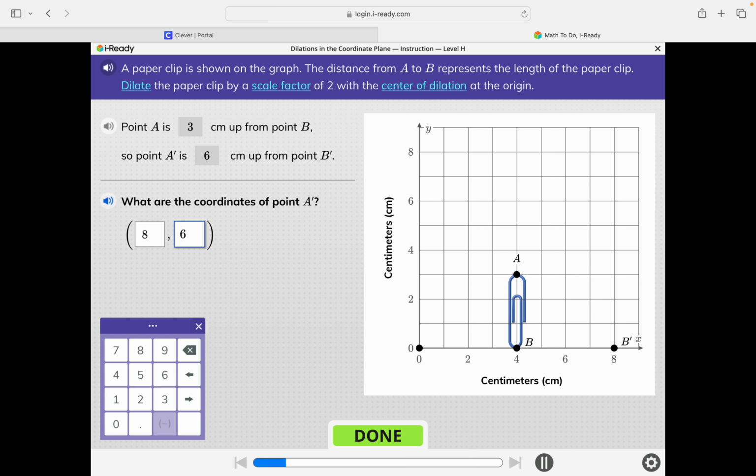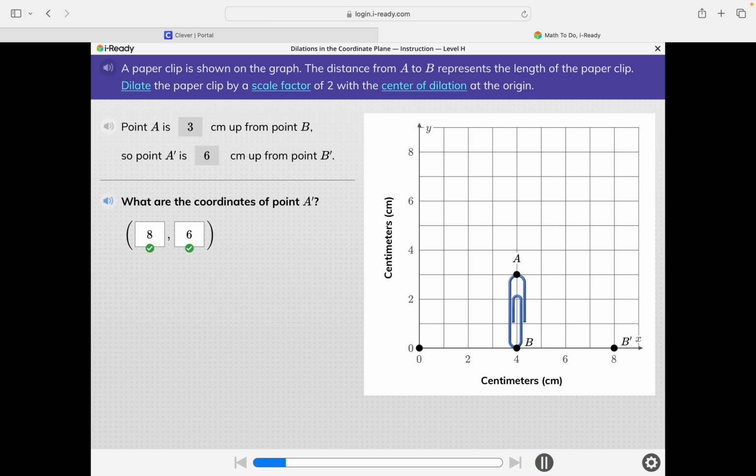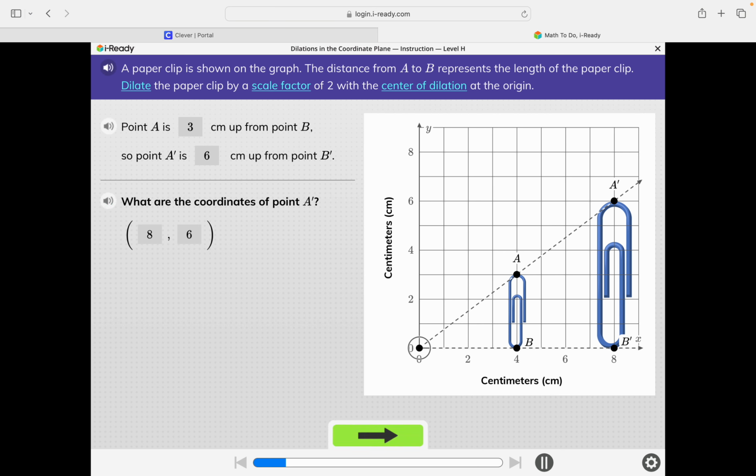Now let's do the points. The paperclip is dilated by a scale factor of 2, with the center of dilation at the origin. See, this is like a photocopy, a shadow copy, big and chunky.